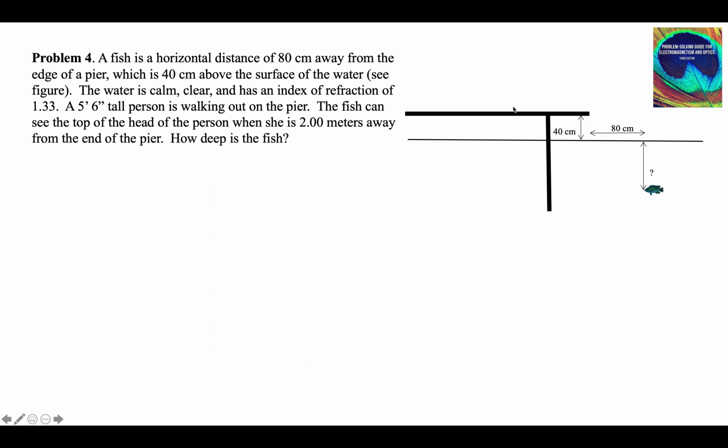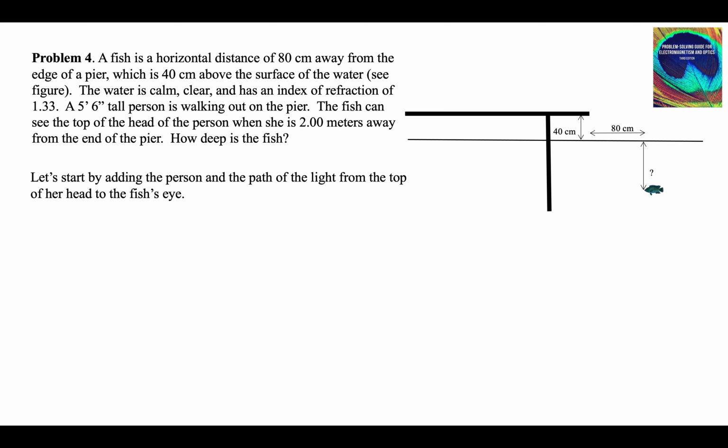Let's start by putting the person in, and then the path of the light from the top of the person's head to the fish's eye. There's the person, 5 foot 6 inches tall, 2 meters away from the edge of the pier. The sun is shining, reflecting light off of her, including from the top of her head. Light goes all around, and the fish can see the beam that goes on this path, a straight line to the surface of the water, just missing the edge of the pier, and then refracts down to the fish's eye.